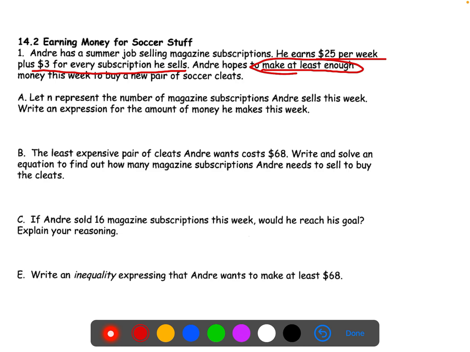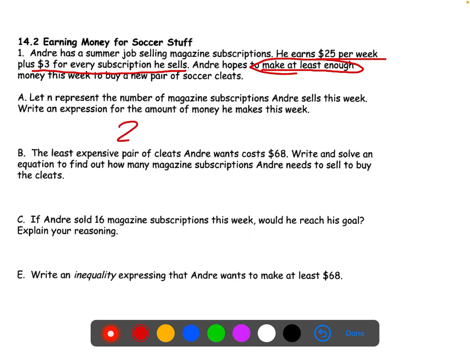Part A, let N represent the number of magazine subscriptions Andre sells this week. Write an expression for the amount of money he makes this week. All right, expression, not equation. So we're not going to have an equal sign in this. We're just going to show what he's earning.